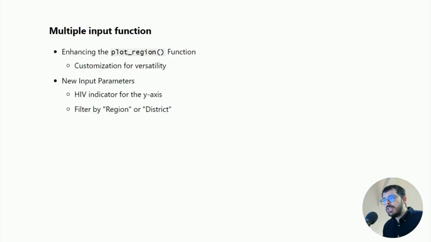Moving on, since we have various indicators, it would make sense to customize our plot function to account for these indicators. Also, it would make sense to allow our function to filter both by region and district. So the idea is to create more flexibility around the function, and it's quite feasible. Let's see how to do it.